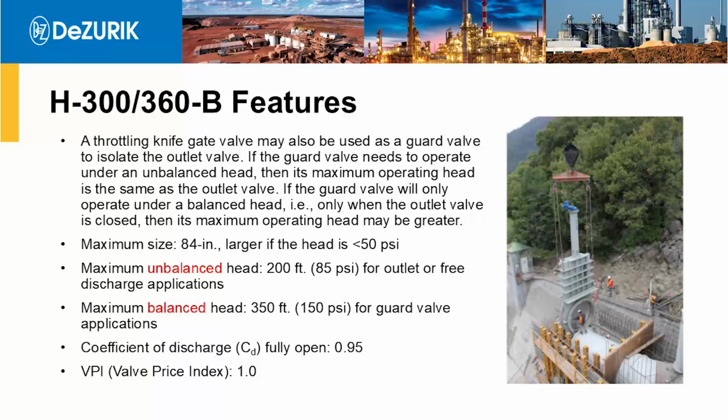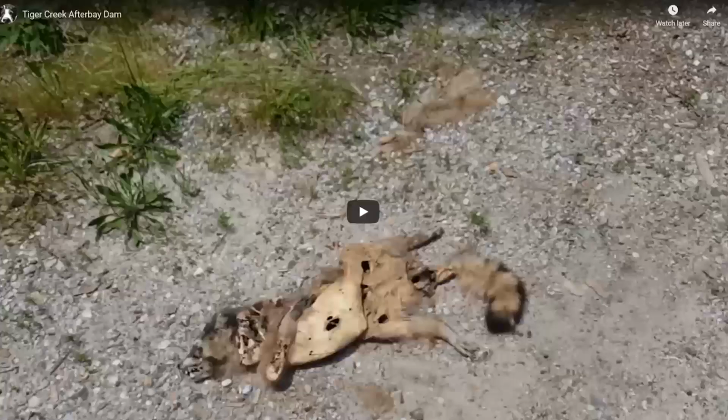So I'm going to show you a throttling knife gate valve in action at Tiger Creek Afterbay. First, I want you all to go into your chat box and type in there to Kristen and Jack, what animal do you think this is? I've got my guess, but I'm not sure.